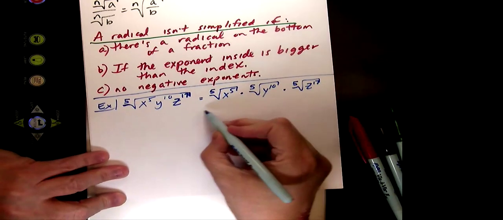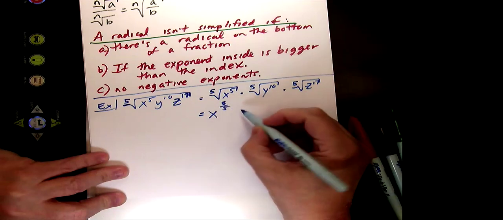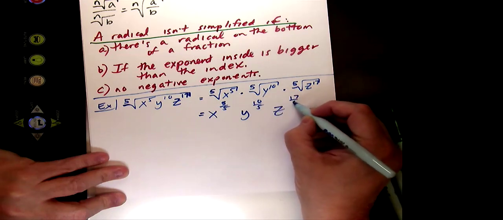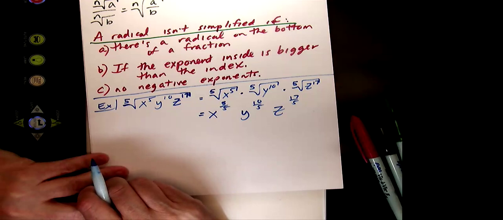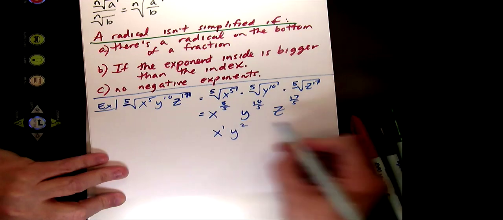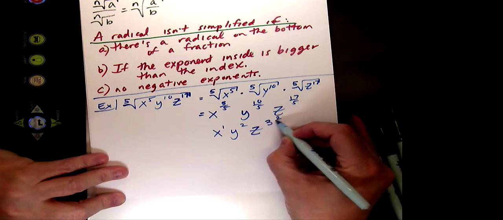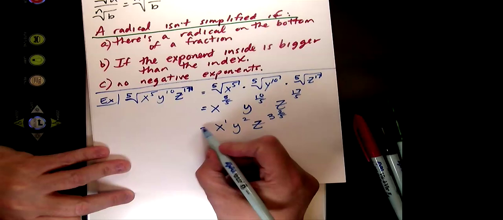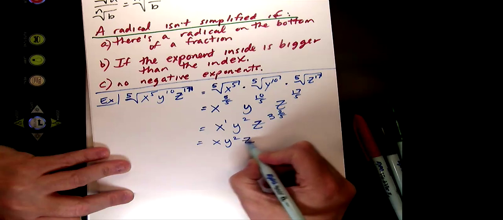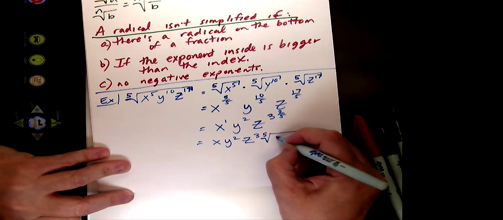Alright, so the easiest way to do this is recognize this is x to the 5/5 power, y to the 10/5, and z to the 17/5. 5 divided by 5 is 1. 10 divided by 5 is 2. And 17 divided by 5 is 3 2/5. So this would simplify to x, y squared, z cubed times the 5th root of z squared.